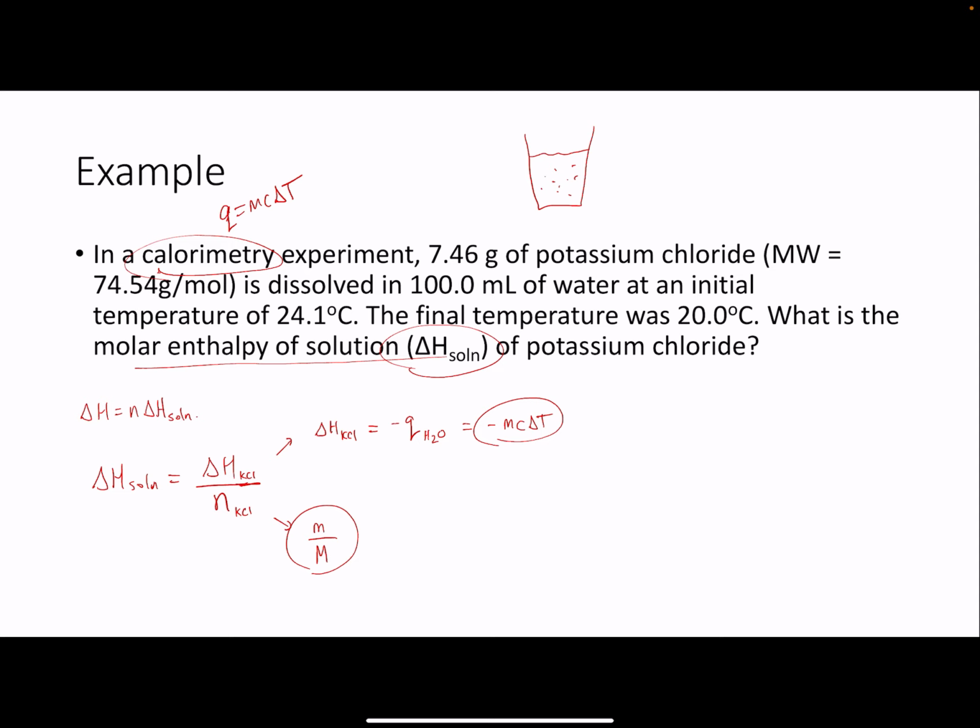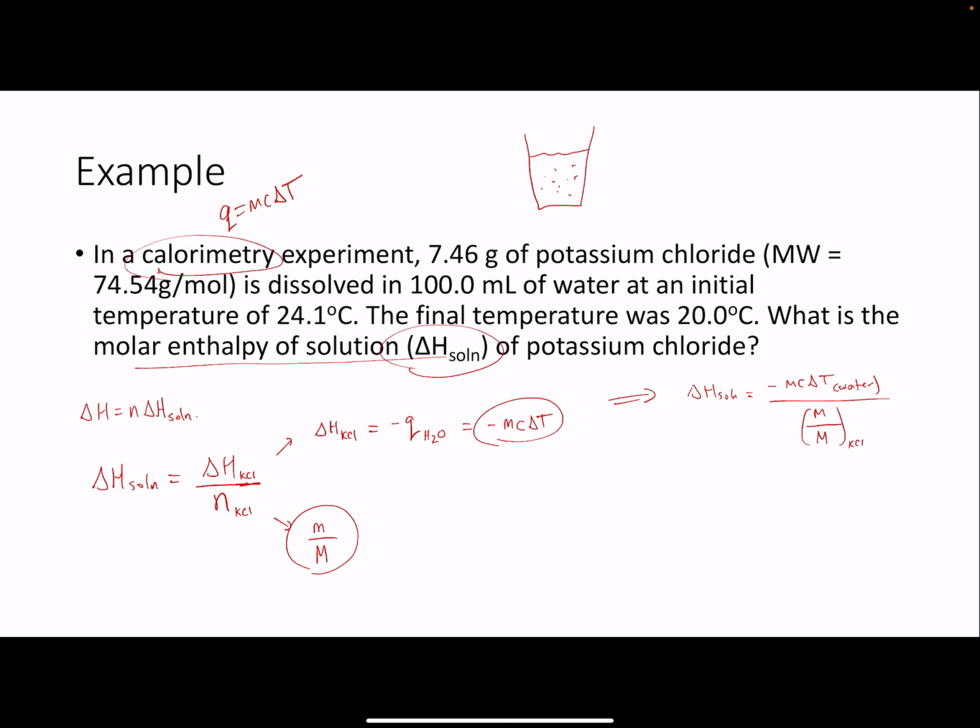By solving those independently, and working our way backwards, we can determine the enthalpy of the solution. So that's how we relate temperature change back to energy change of a reaction when it's done in a calorimeter with water. We can solve these independently, or we can combine them into one and say delta H solution is equal to negative mc delta T, and that's all of water, divided by the mass, divided by the molar mass of potassium chloride.